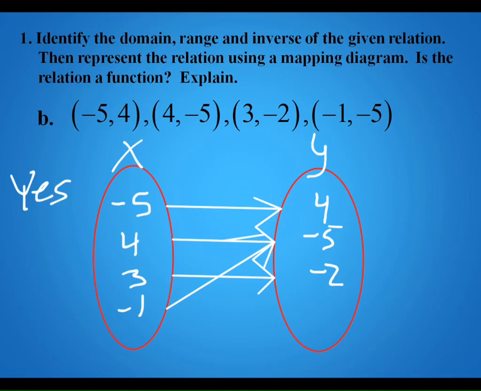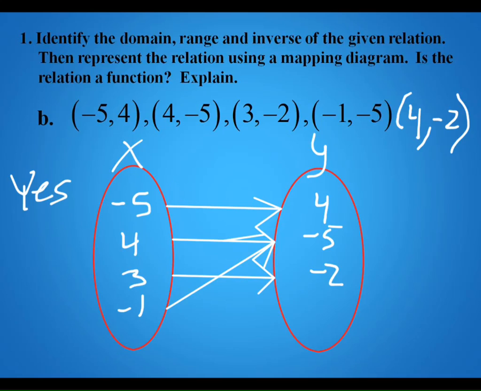Now let me give you an example of one that wouldn't. Let's say I added on the coordinate, or I'll take this back. Let's say I added 2, 4 on there. Sorry, no, I take that back. I'm going to change my mind. (4, -2). That's my coordinate.